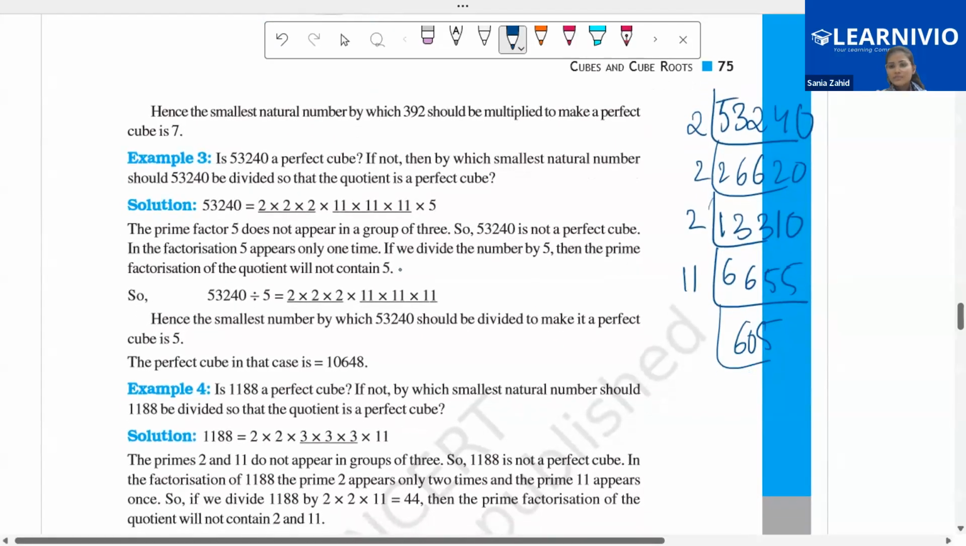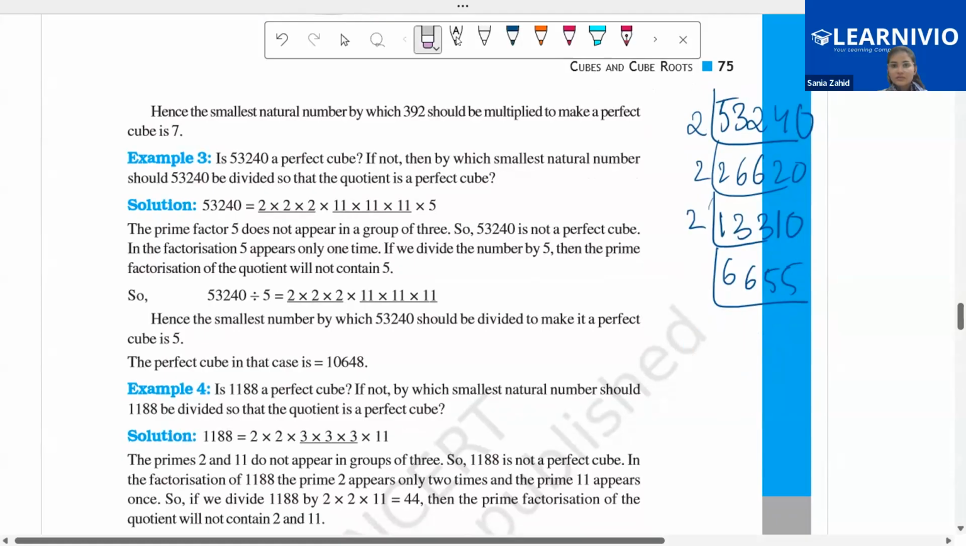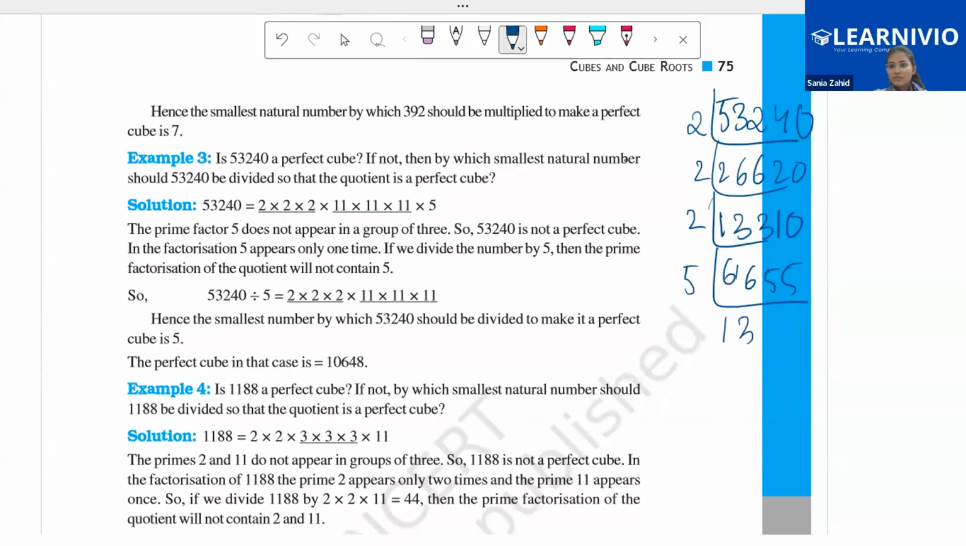Again by 11 we can do 55 times, and then again, first you can divide it by 5 also. By 5 also we can divide actually. Okay, 5 into 1 times. Okay, now by 11.